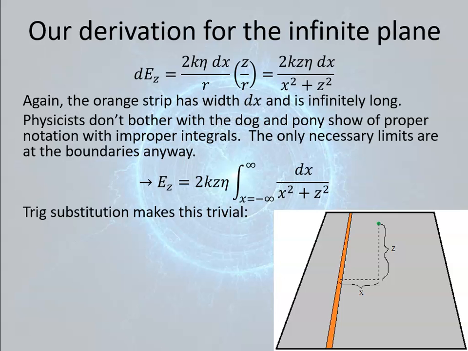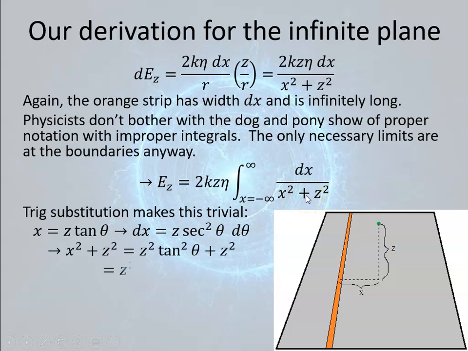So this is what I would call a trivial trig substitution. You might even already just know from memory that the integral of this is z arctan x, but we're just going to show that. So let x equal z tan theta. So dx is z secant squared theta d theta. The denominator ends up becoming z squared secant squared theta. So your secant squareds are going to end up canceling.